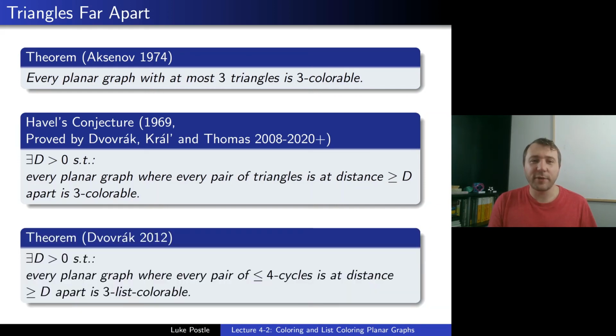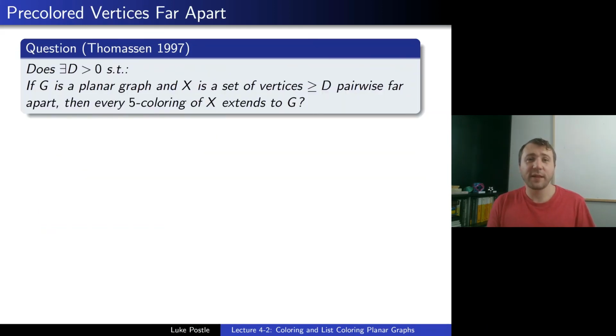And Dvořák also showed that you could extend the three-list colorings to these cases. For Thomassen's theorem, if you're wondering about list coloring, you're not allowed four-cycles, but if you say every pair of those four-cycles is at distance at least d, then that's three-list colorable.